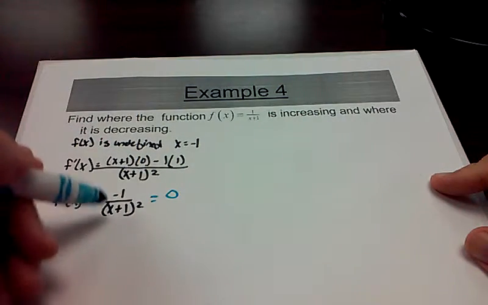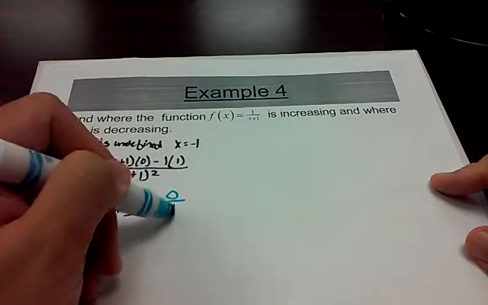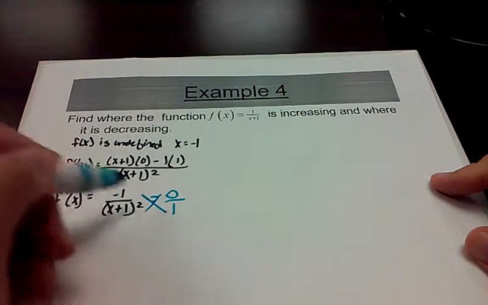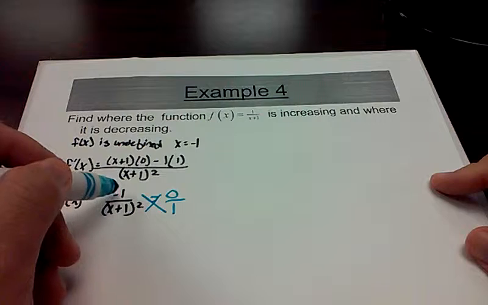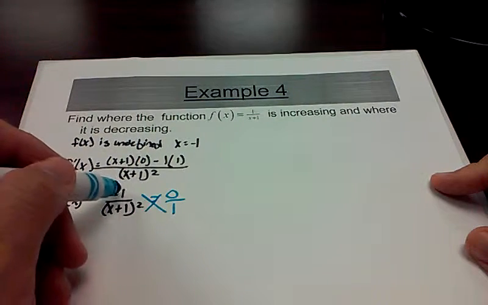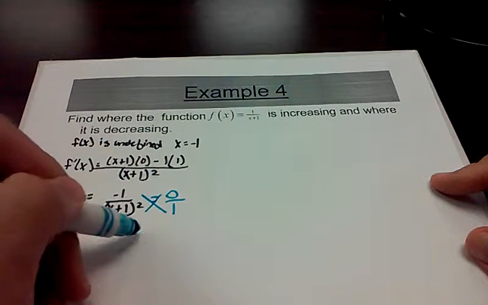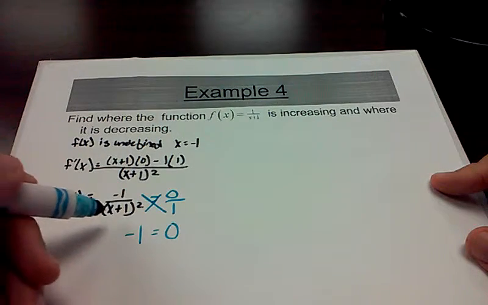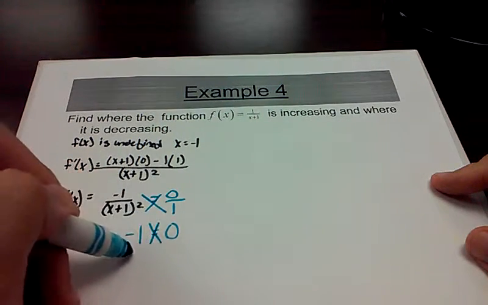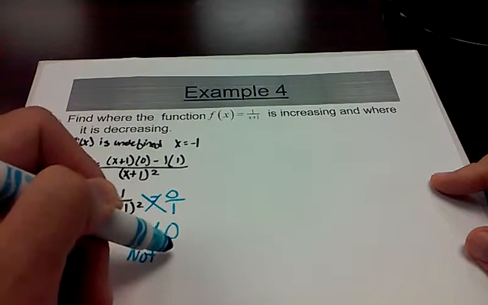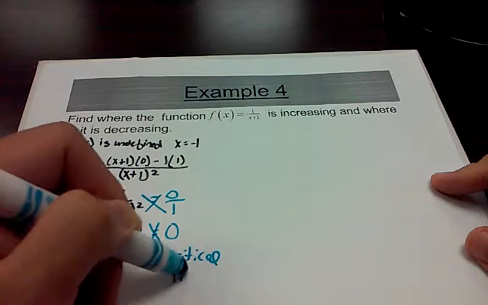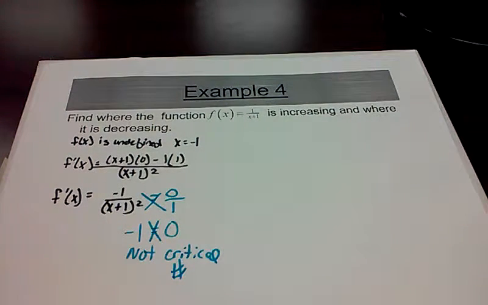And then notice this is a rational function, so I'm going to put this over 1. And then I can cross multiply. And then that's going to give me negative 1 is equal to 0. Whoa, that's not a true statement, so that lets me know there's not any critical number. So what in the world?